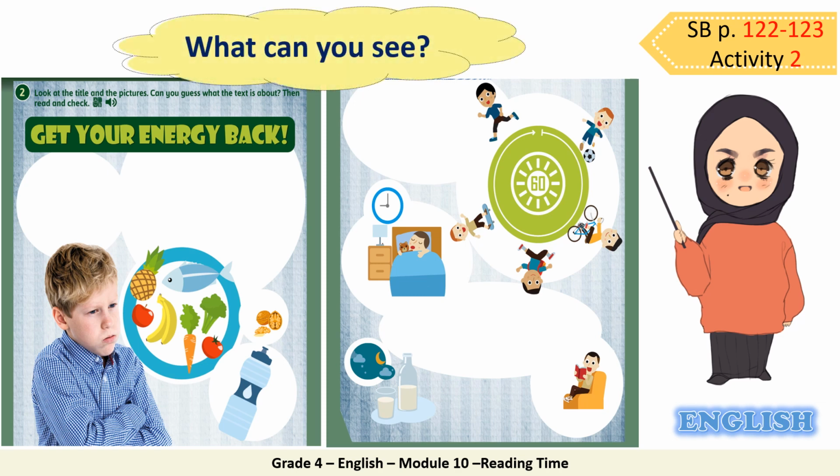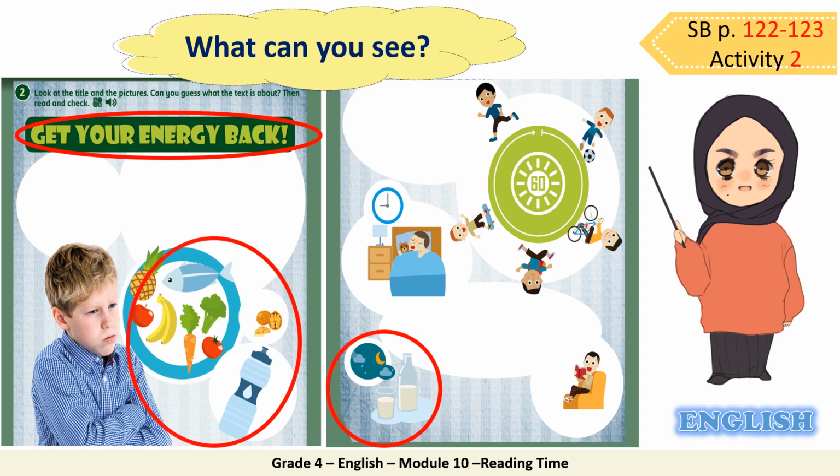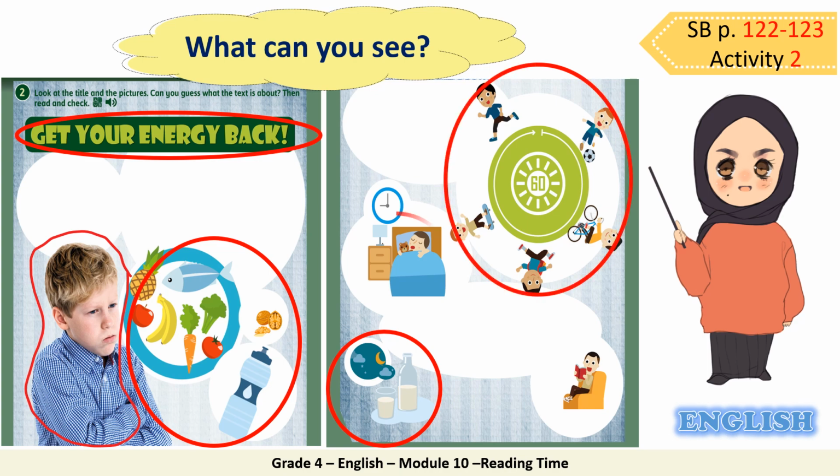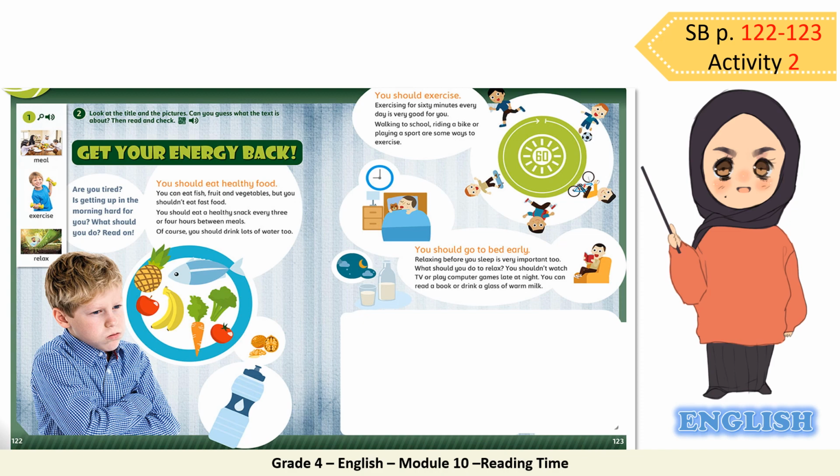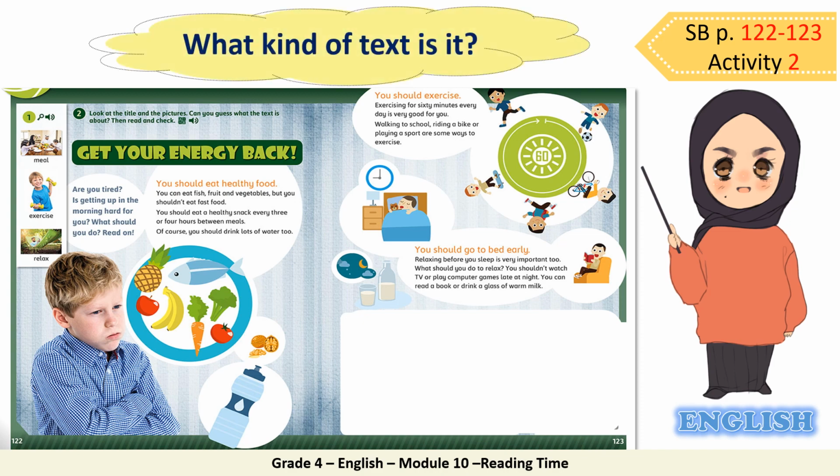What can you see? Look at the title and the pictures. Different types of food and drink. A boy who looks tired. Children exercising. A boy sleeping. And a boy reading a book. Let's also look closely at the 3 subtitles in the text. What type of text is it? Factual or fictional? Maybe the subtitles will help us.